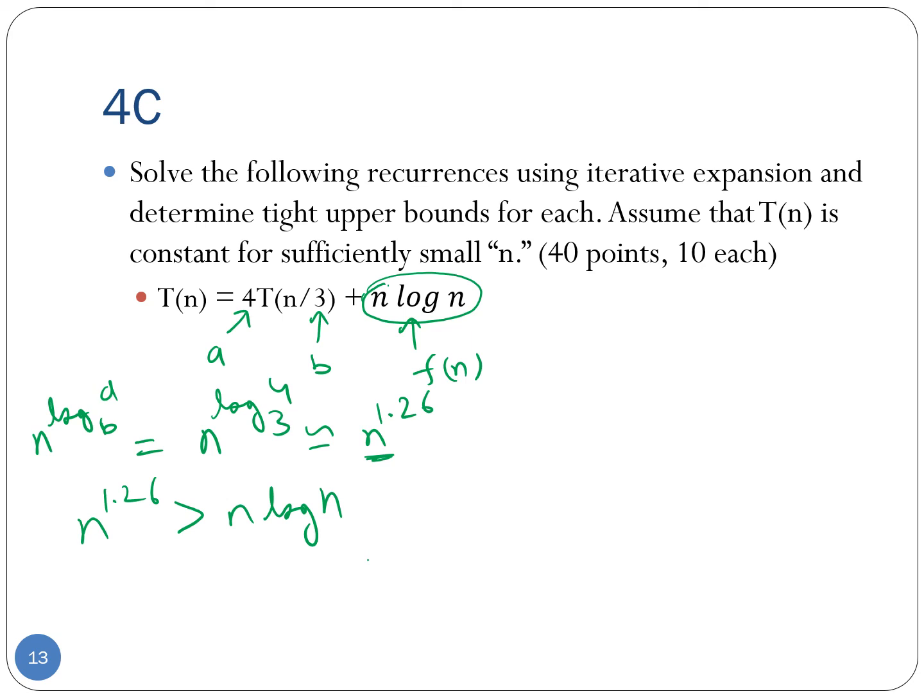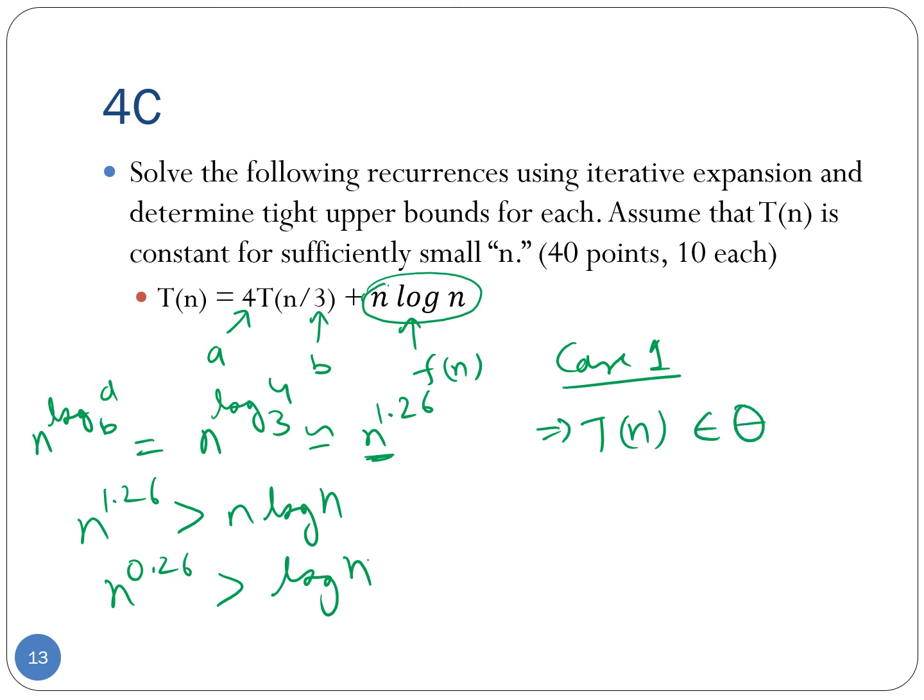It turns out that n to the power 1.26 actually grows faster than n log n. If you cancel out n from both sides, this becomes n to the power 0.26, and n to the power any positive constant always grows faster than log n for large values of n. So from here, case 1 of the master theorem applies, and this implies that T of n is big theta of n to the power log base b of a, which is simply n to the power log base 3 of 4. So this is our answer here.